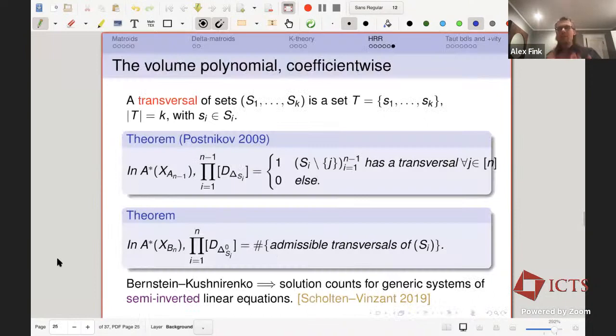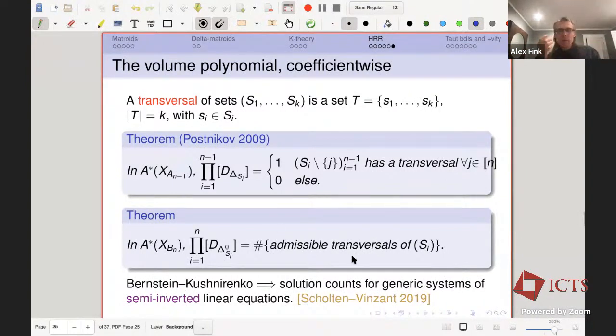So just to restate this in terms of intersections, Postnikov's theorem is about intersections of linear spaces. If I have a collection of hyperplanes, and I know their supports, I know their matroids, do these hyperplanes generically have an intersection or not? That's what the condition is here. If they do intersect, they intersect in 1 point, so that's why Postnikov's numbers are 0 and 1.